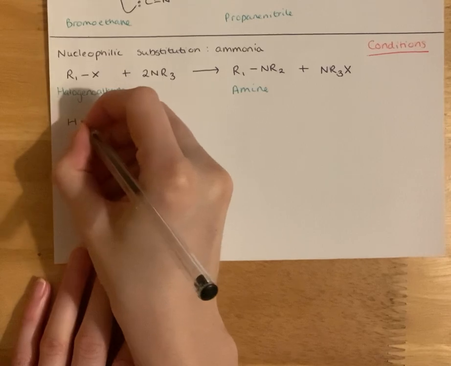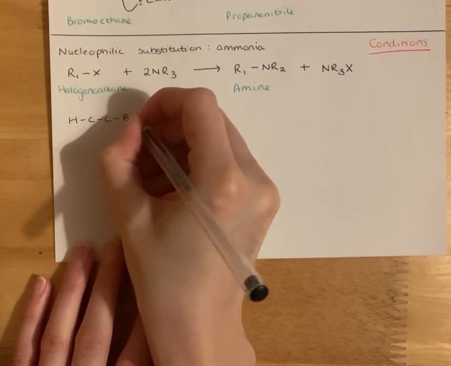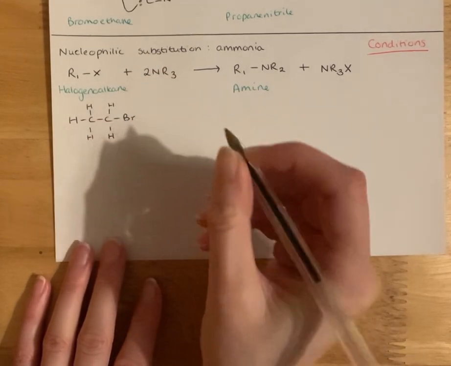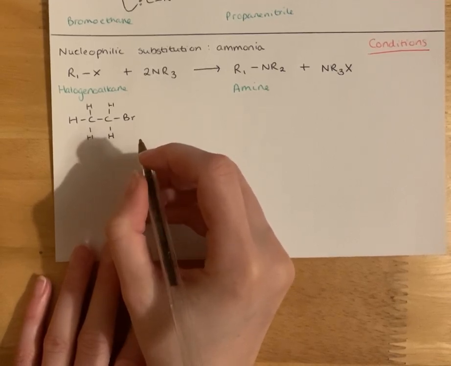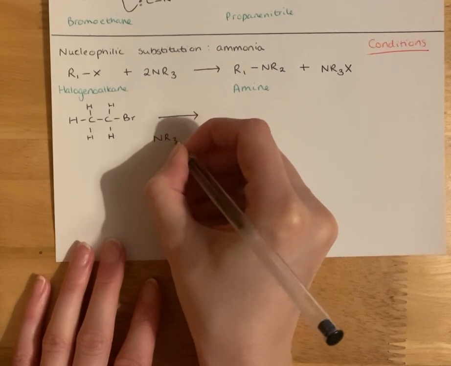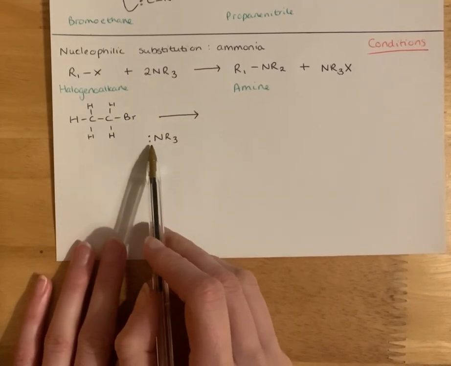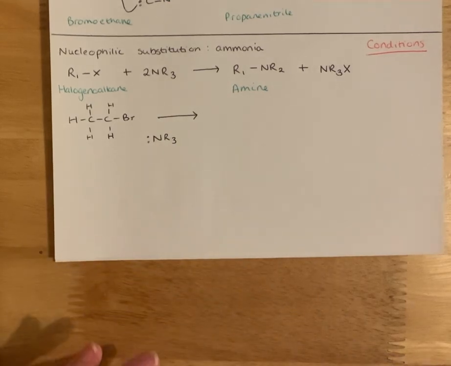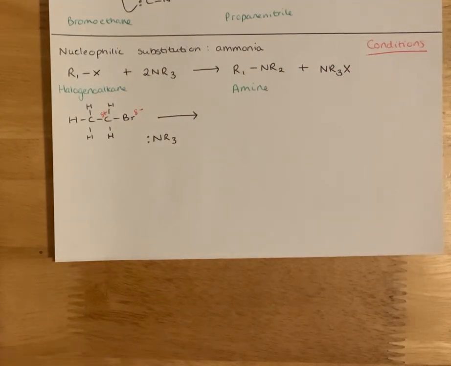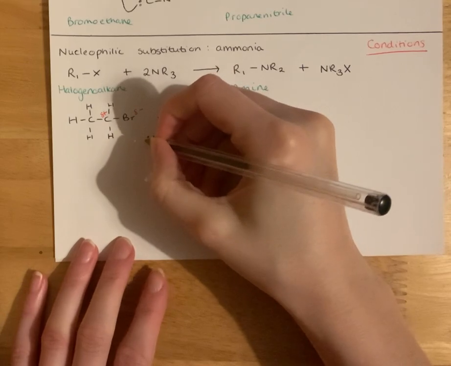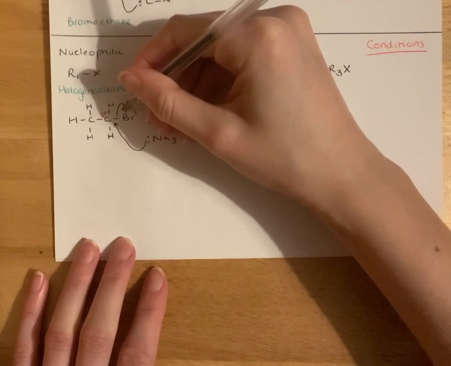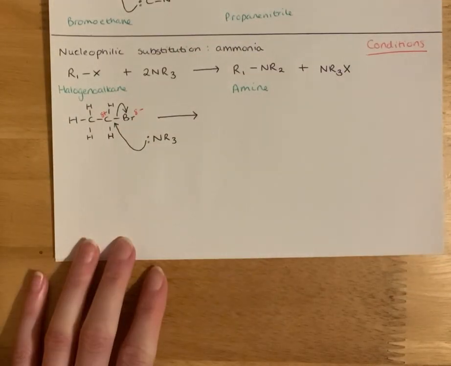So once again, we'll use bromoethane. We are going to take our amine, NR3. So the lone pair is on the nitrogen, that's where your electrons are coming from. A delta positive carbon, delta negative bromine. I'm going to draw an arrow from these electrons to the carbon, and then from this bond, which is going to break, and the electrons are going to go to the bromine.